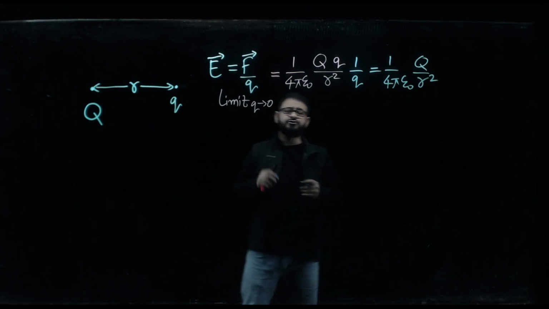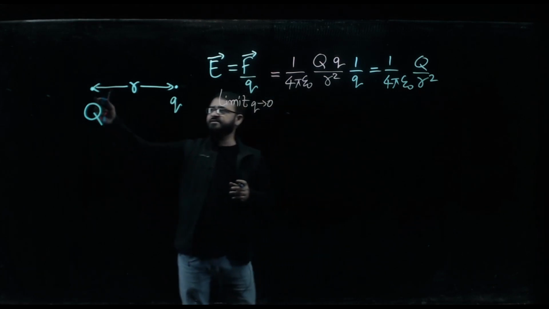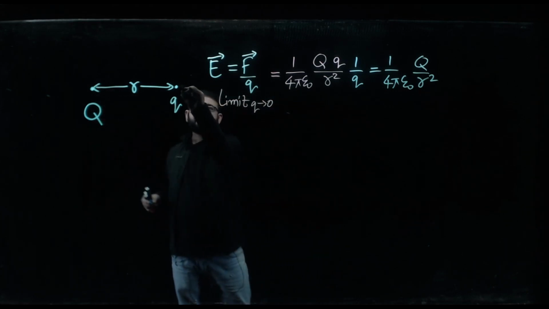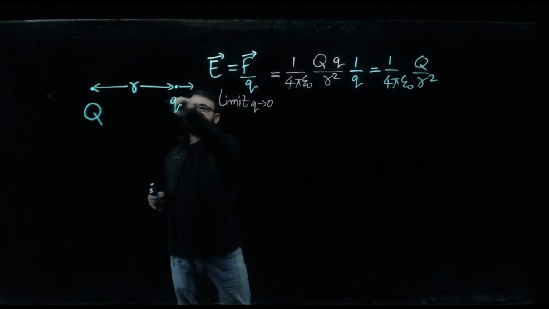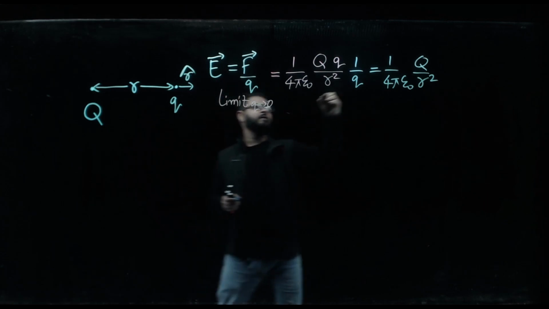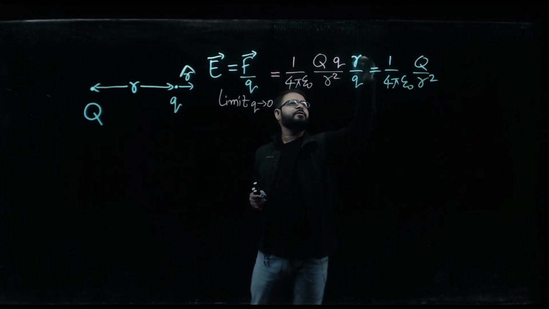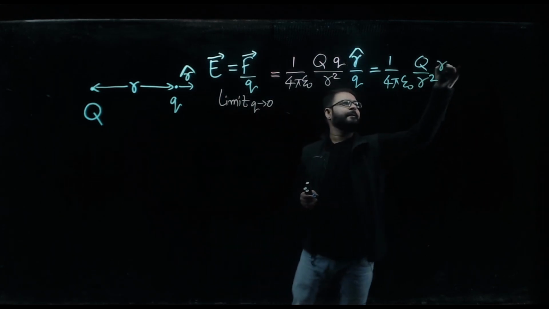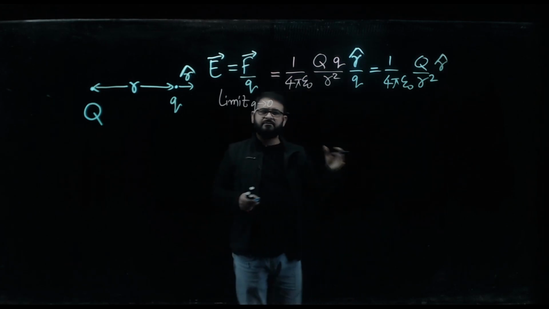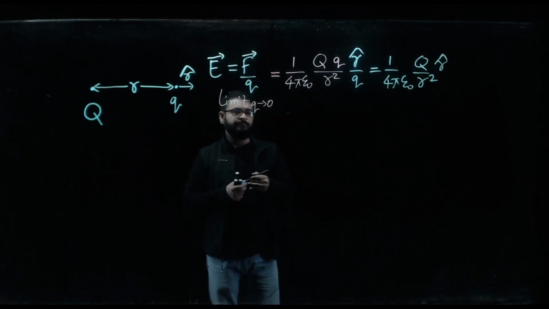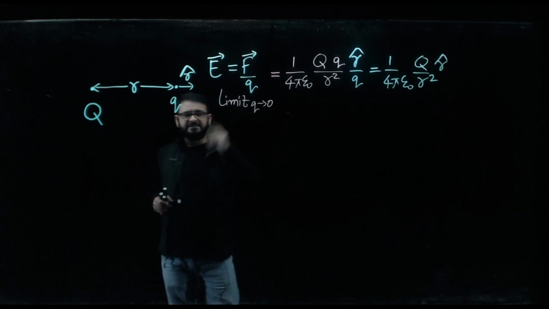Now, electric field should also have a direction. Because of this positive big charge, the electric field will be in this direction. Now, let us denote this direction with the unit vector r. Okay, so we are going to put the unit vector r. Now, this unit vector you can easily obtain. All right, so electric field is a vector quantity.